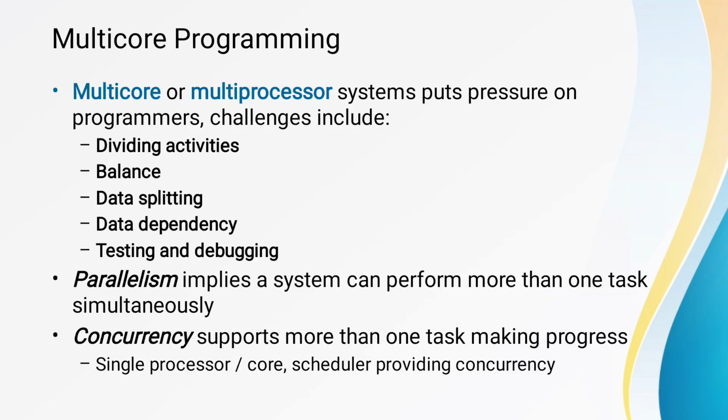In multi-core programming, multi-core or multi-processor systems put pressure on programmers. Challenges include dividing activities, balance, data splitting, data dependency, testing and debugging. Then parallelism implies the system can perform more than one task simultaneously. At the same time, concurrency supports more than one task making progress. So here, on a single processor core, the scheduler provides concurrency.